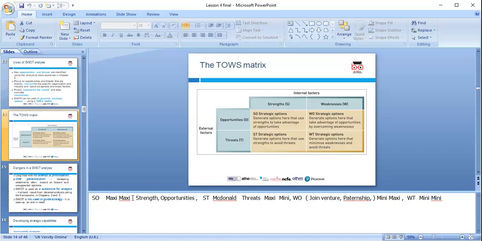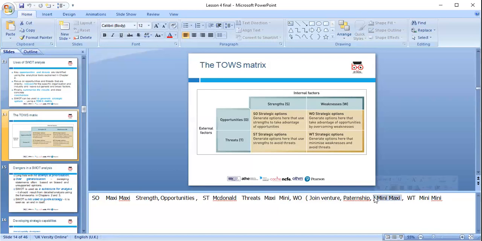So we can say it is a maxi-maxi strategy: your opportunities are maximum, so it is a very strong position and better to do business in that situation. But maybe you have WO, where you are weak, but in the market there is an opportunity to do business. The problem is we don't have the money, so we can do a joint venture or partnership. So mini-maxi: you have to minimize your weaknesses to avail the maximum opportunity which is available in the market.